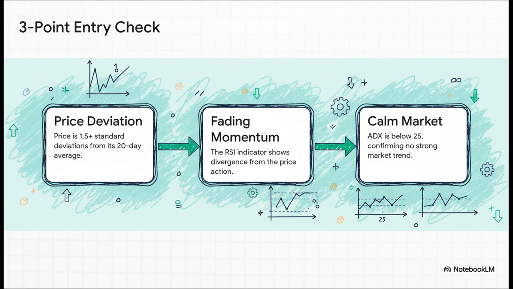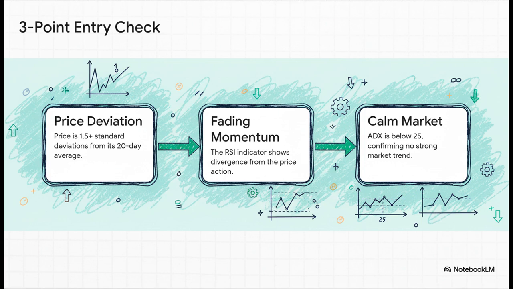Now, this slide shows a really key principle in action: confluence. See, the strategy is smart. It never, ever relies on just one signal. It waits for 3 different conditions to all line up at the same time. First, you need a big price move. It's got to be at least 1.5 standard deviations away, which is just a fancy statistical way of saying unusually far from its average.